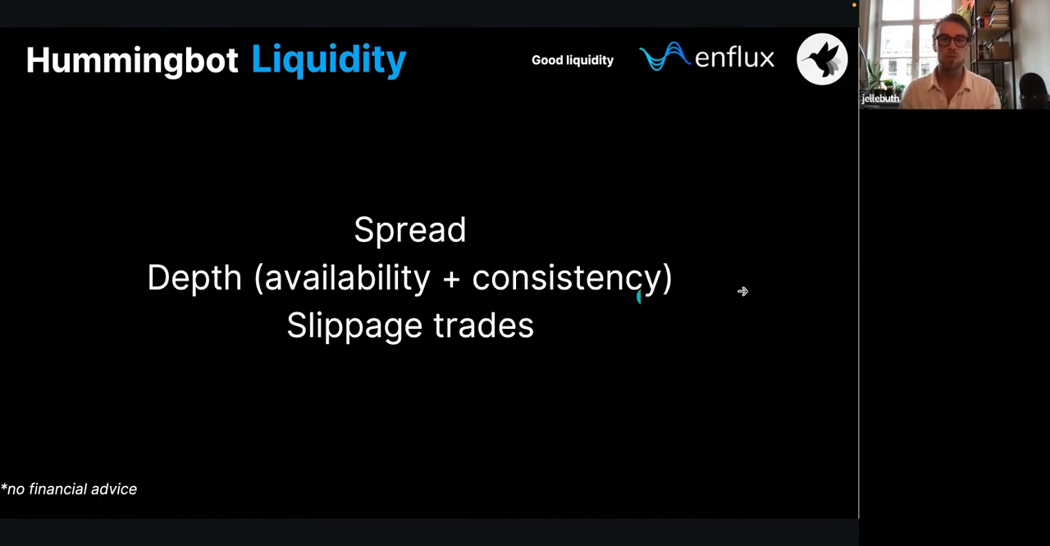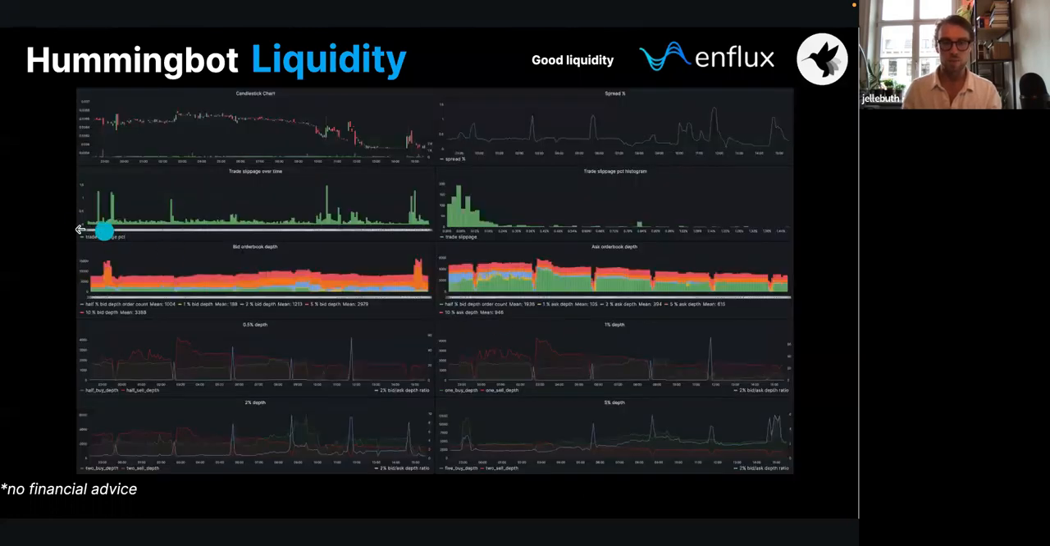The third one, which is kind of the summary of it all: when you have a really tight spread and really good order book depth, with a lot of availability and consistency, you will see that other people trading on the market have the least amount of slippage. That's a result of having really good liquidity in your market: a tight spread and really good depth, which is available and consistent. These are the metrics that we track internally as well.